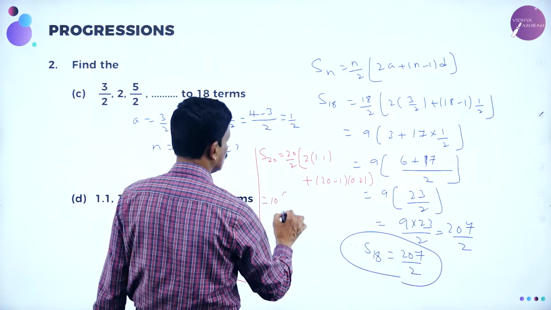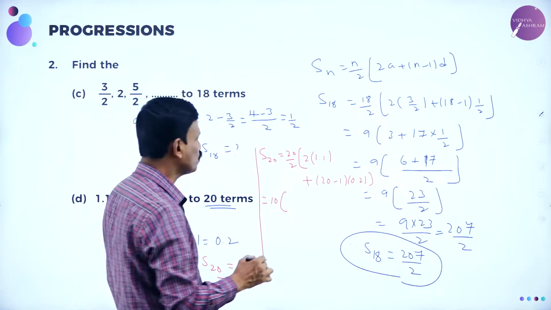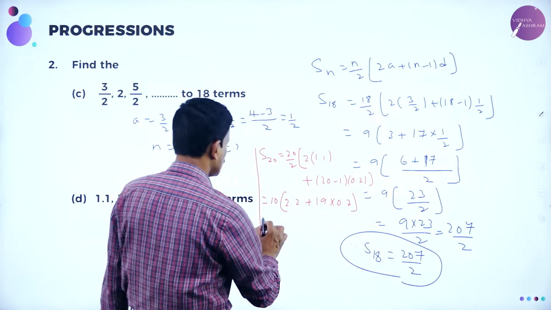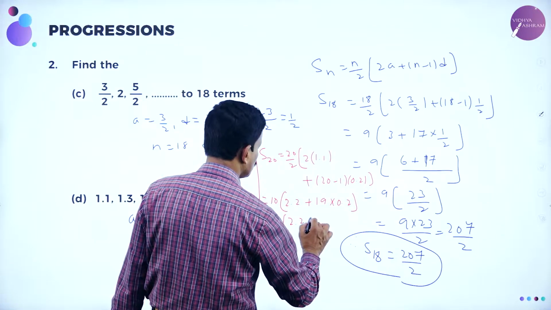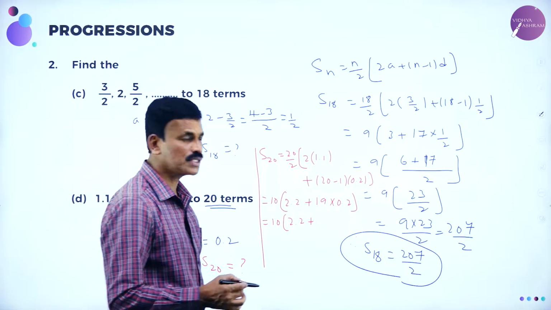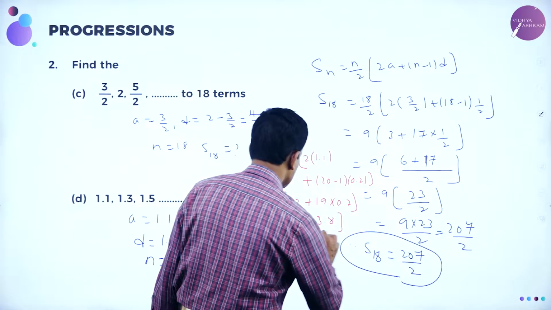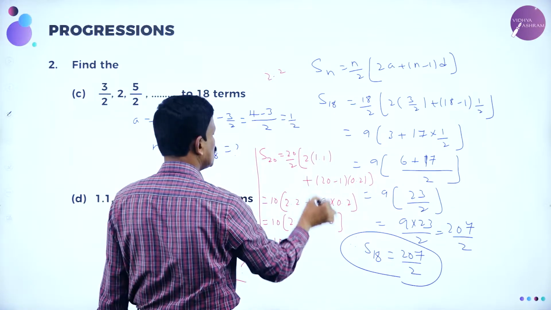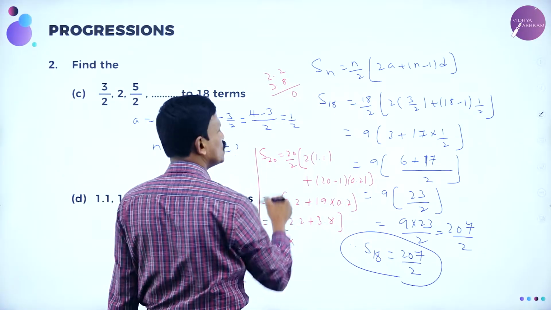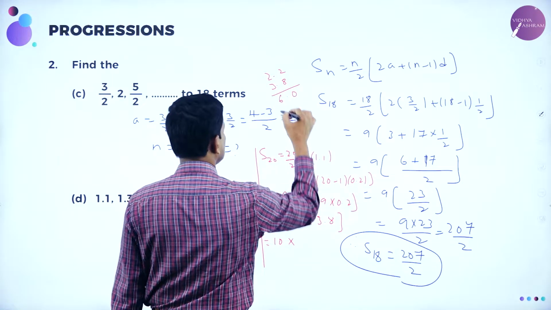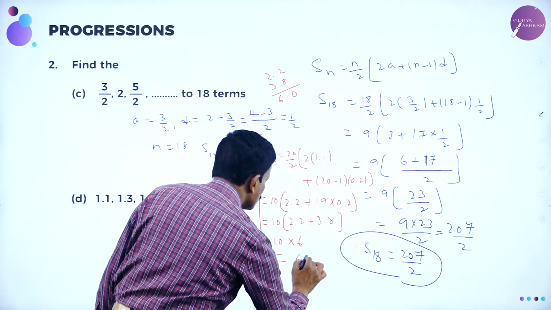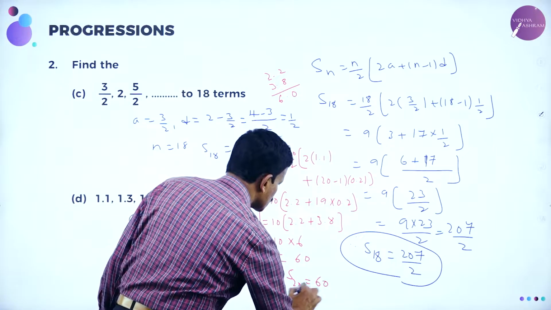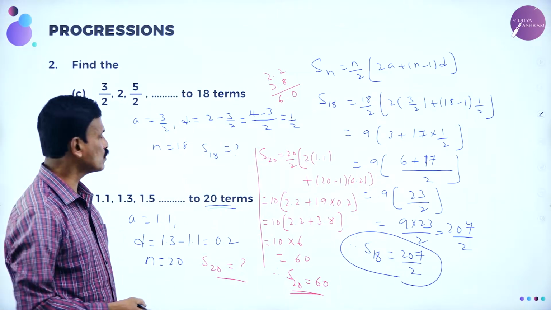20 by 2 is 10 into 2 into 1.1 is 2.2 plus 19 into 0.2. So this is 10 into 2.2, 19 into 0.2, 19 2s are 38, that is 3.8. So 2.2 plus 3.8, add this, 8 plus 2, 0, 2 plus 3, 5 plus 1 is 6, that is 6. 10 into 6 is equal to 60. So therefore, the sum of 20 terms, S20 is equal to 60. That's it. This is how we are going to solve this problem.